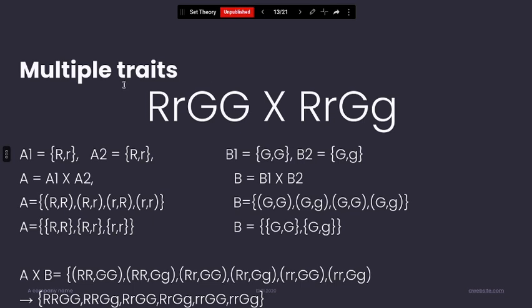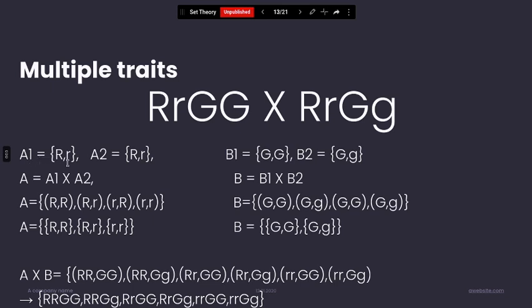Then we have the multiple traits. So assuming that this time we will be dealing with multiple traits. So for example, R capital, R small, G capital, G small is crossed with R capital, R small, G capital, G small. Now I will do the same, but I will solve 2 problems simultaneously. The first problem is R capital, R small with R capital, R small. So that's the first problem. And then the second problem is G capital, G small with G capital, G small. So again, we do as before.